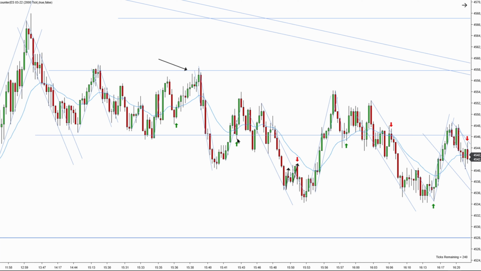So this was my second trade. This is my first trade for the day. This is my second trade, and I got a little bit lucky here because it ended up being a two-tier trading range.